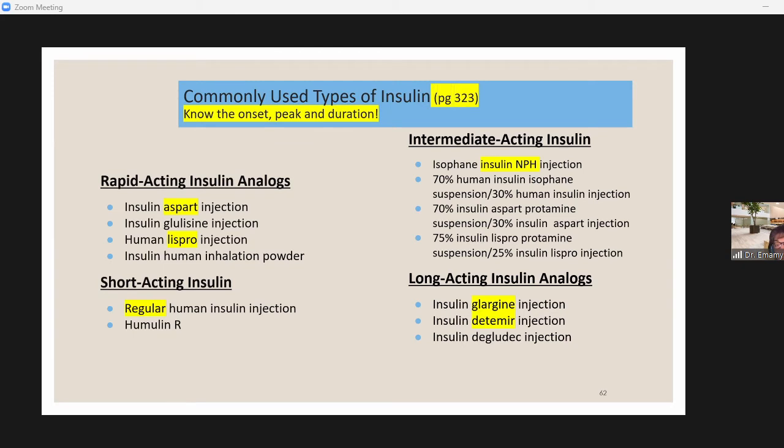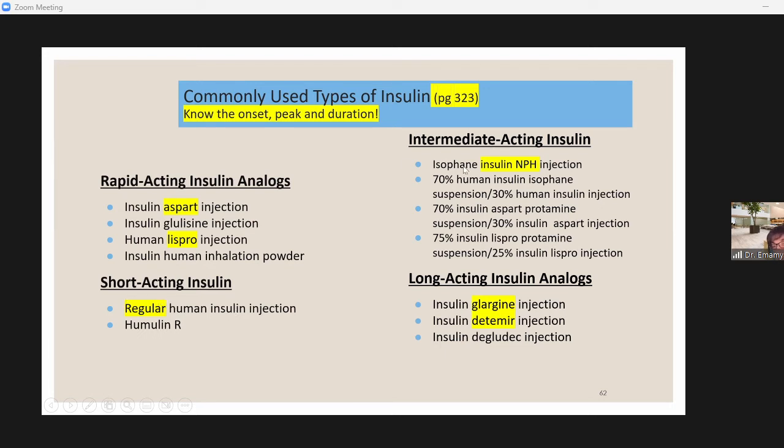For high blood sugar level for diabetes type 1, you give your patient insulin. There are different types of insulin. We have rapid-acting insulin like Aspart and Lispro. They work in less than 15 minutes, so very quick. Short-acting insulin is regular insulin. It works usually between 15 to 30 minutes.